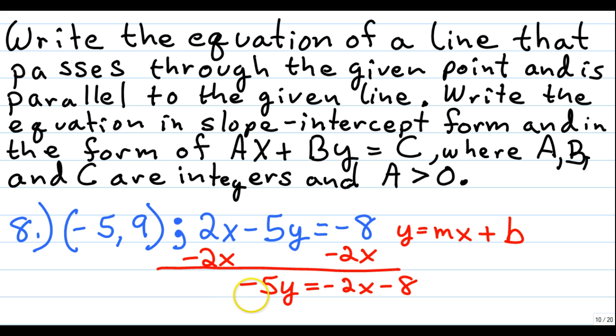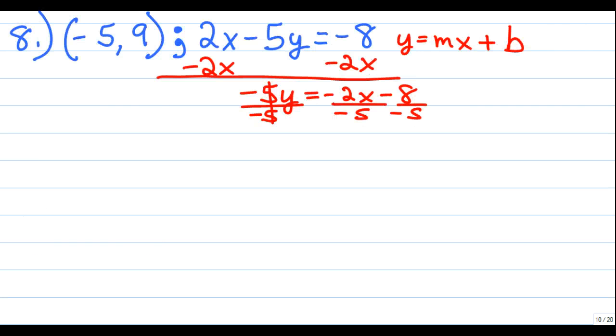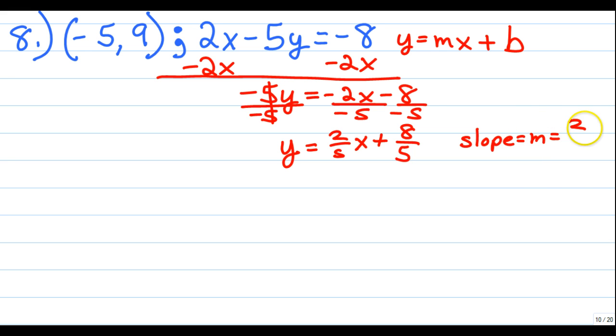Next, we want to move that negative 5 out. So we'll do this by dividing everything by a negative 5. This clears our negative 5 from the left-hand side. It leaves us with y equal to 2/5 x plus 8/5. Our line is parallel to this line, so our line shares the same slope, with the slope, or m, being equal to 2/5.